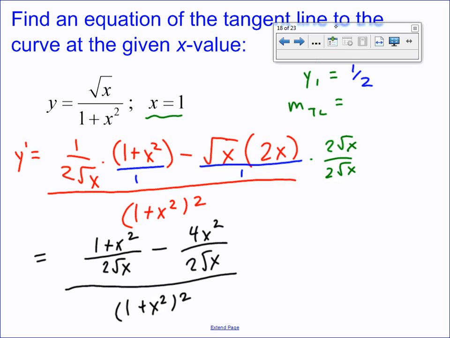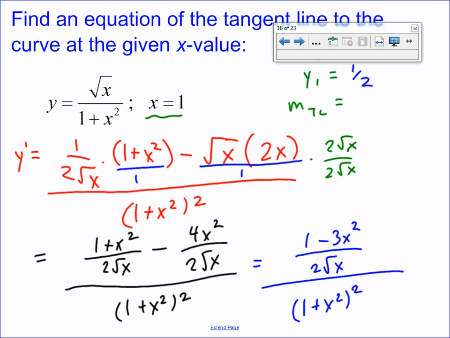What's the point of that? Well, now I could combine that sum or difference of individual fractions on top as a single fraction with the common denominator that I constructed. So I'm getting 1 plus x squared minus 4x squared. That's 1 minus 3x squared all over 2 root x. And that in turn is all over 1 plus x squared squared.